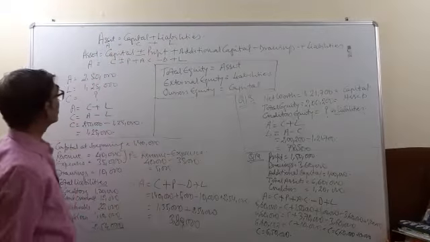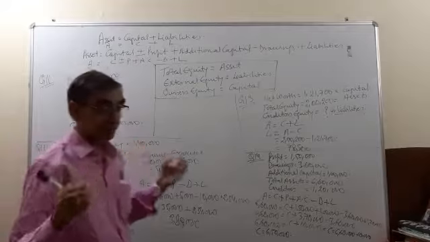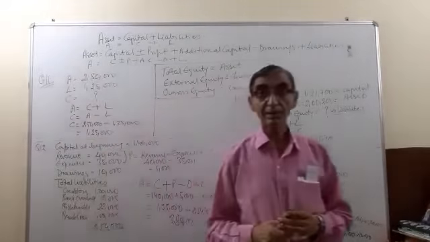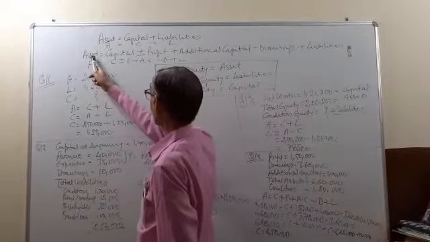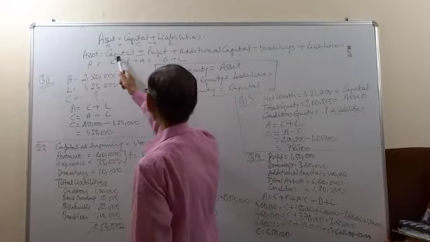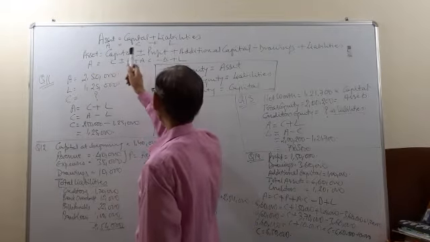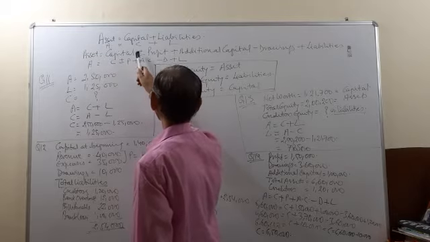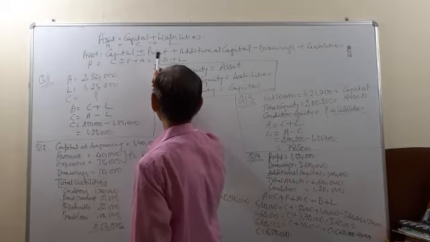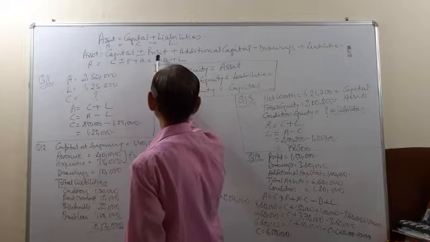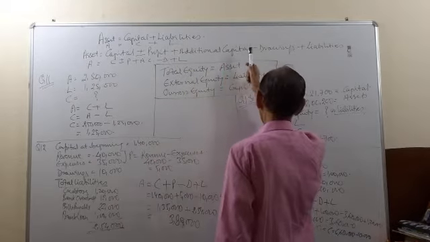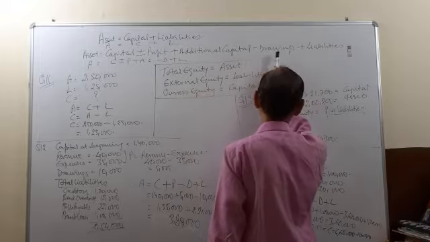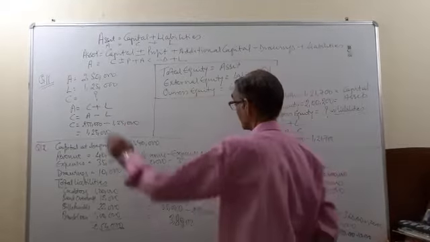Asset is equal to capital plus liability. Now if the components of capital are also given to you, then the accounting equation will be written as asset is equal to capital, where this capital is capital at the beginning, plus or minus profit. If it is profit, then plus profit, and if it is a loss, then minus profit, plus additional capital introduced, minus drawings, plus liabilities.